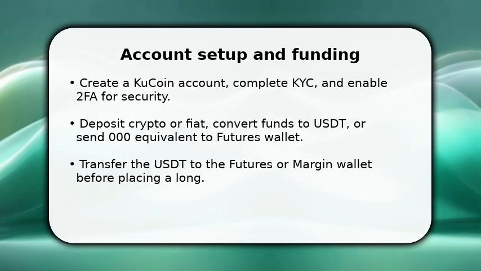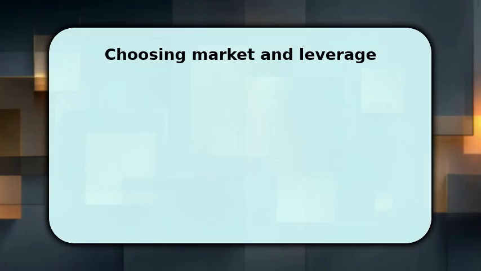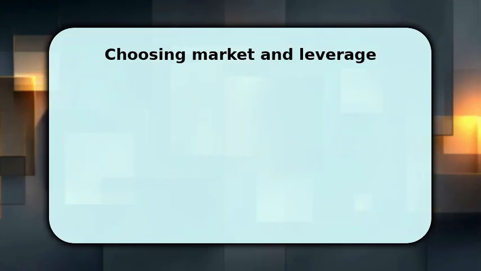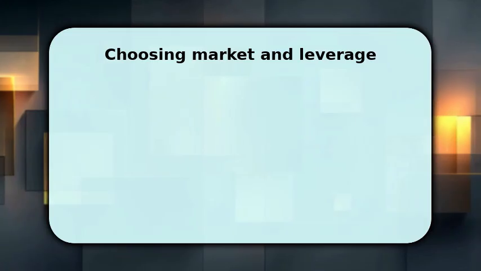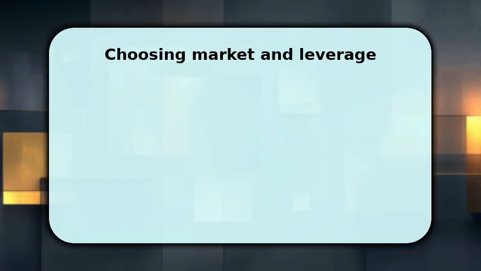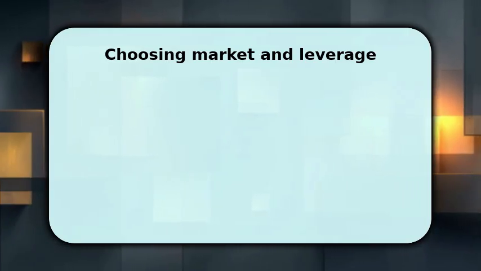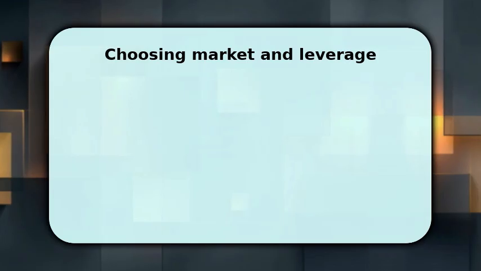Select the correct market type on KuCoin, perpetual futures for continuous contracts or isolated margin for pair-specific borrowing. Choose your trading pair, for example BTC/USD, and enter an order size in USD or contracts. Set leverage carefully, for example 5x for moderate risk to increase exposure without extreme volatility.